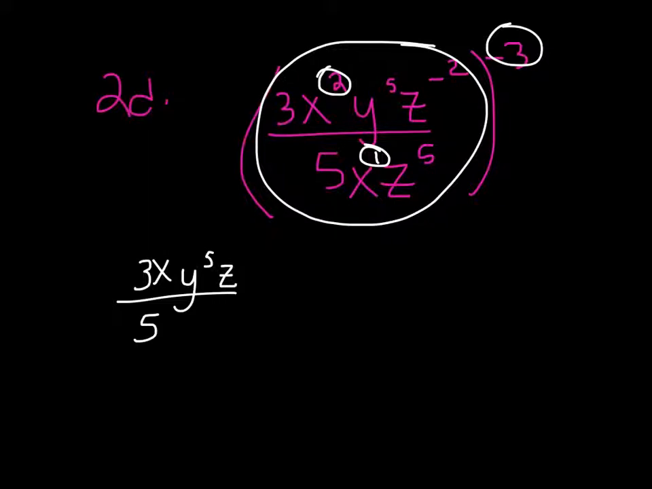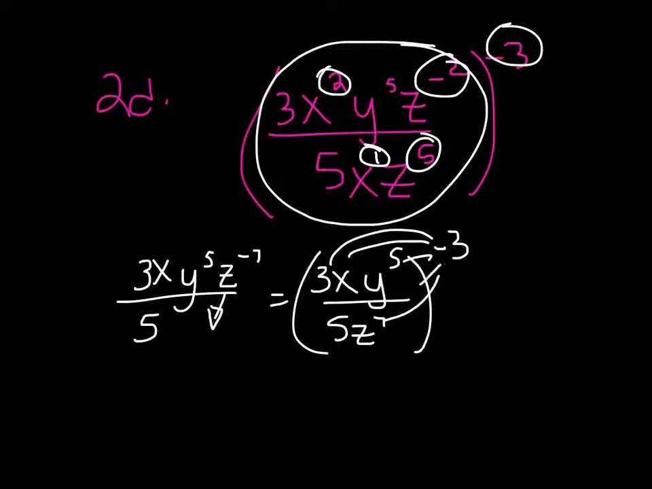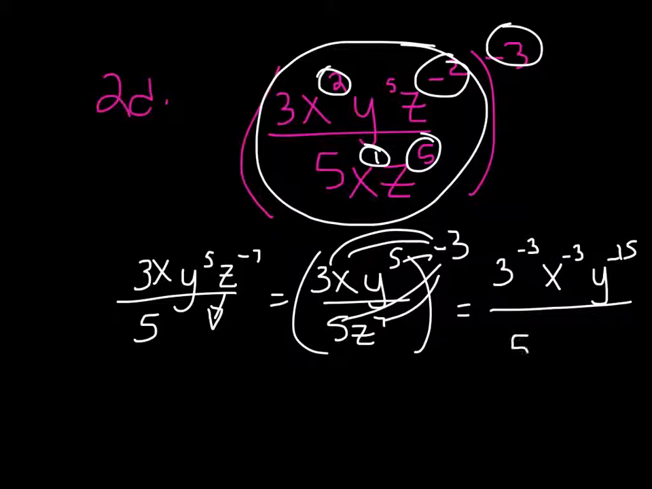And then I'm going to subtract my powers on z. Negative 2 minus 5 is negative 7. Shove that down to the basement. So I have 3x y to the 5th over 5z to the 7th. And I have a negative 3, so I'm going to distribute that to everything. So I have 3 to the negative 3, x to the negative 3, and y to the negative 15 over 5 to the negative 3, z to the negative 21.